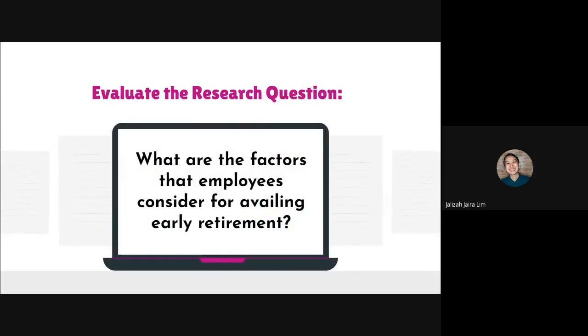So we have this last question. What are the factors that employees consider for availing early retirement? So think about that in 3, 2, and 1. Pause.